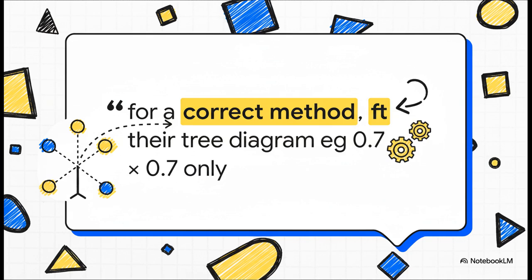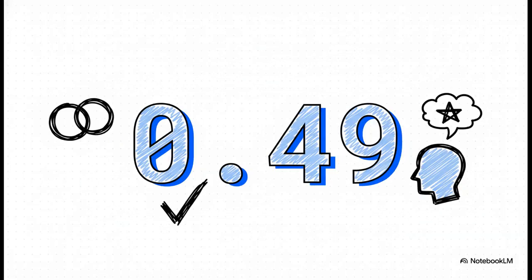But look closer. See those 2 little letters, FT? That stands for follow through, and this is a total game changer. It means that even if you messed up the numbers on your diagram in part A, as long as you use your numbers correctly here, you still get this method mark. How good is that? So you do that multiplication, 0.7 times 0.7, and bam, there's your answer, 0.49. And that is the number the examiner is looking for to give you that final, shiny accuracy mark.